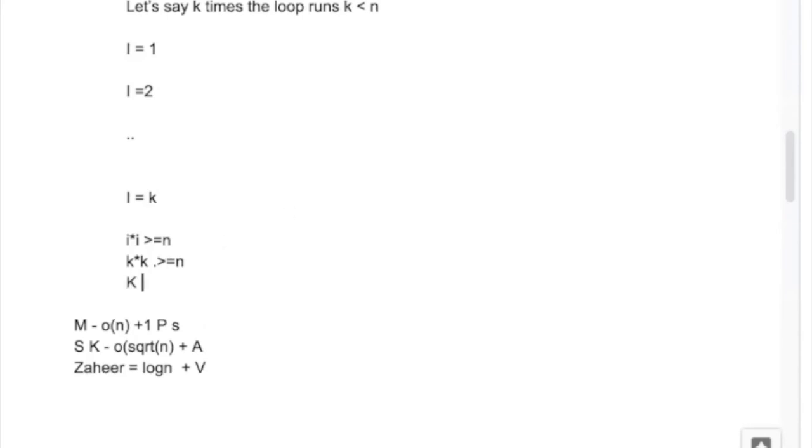Now, the loop has run for the kth time. At the time the loop terminates, the value of i was k. So k into k is greater than or equal to n. The left hand side is a quadratic expression, a polynomial of degree 2: k square is greater than or equal to n. If I take the approximation and take the square root on both sides, the value of k becomes approximately square root of n. So again, the time complexity will be square root of n.